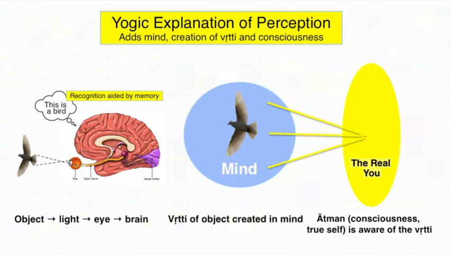Now what are the extra factors involved here? The mind is involved, the faculty of attention is involved. All this science is not explaining, isn't it? The creation of vṛtti, the illumination of that vṛtti through awareness, and thus you know. So this is the yoga on perception, the yogic process of perception.